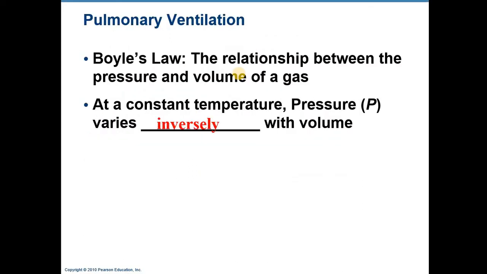Now, as far as pulmonary ventilation, which is your normal breathing, Boyle's law explains it as the relationship between the pressure and the volume of gas. In other words, he states that at a constant temperature, pressure varies inversely. As your pressure goes up, your volume will go down, or as pressure goes down, your volume will go up. An increase in volume equals a decrease in air pressure, and this leads to inspiration, which is pulling in air. That's how Boyle's law explains the relationship for normal breathing in and out.